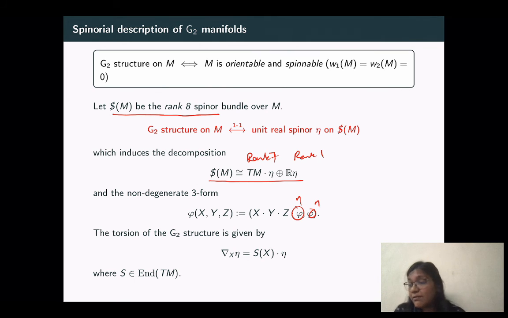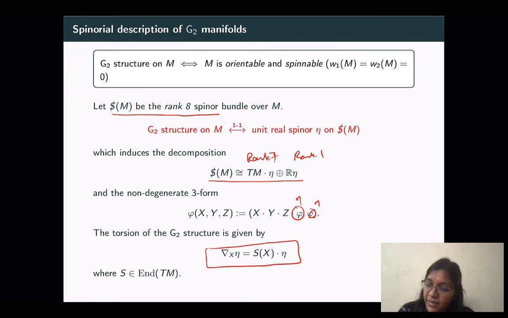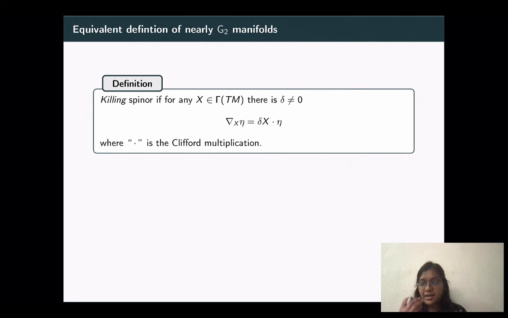And since the definitions are equivalent, we can define the torsion of the G2 structure using this spinorial description as well, and that is given by this equation. Nabla here is just the lift of the Levi-Civita connection to the spinor bundle, and nabla x eta is S x dot eta, where S is an endomorphism of the tangent bundle. Since it is an endomorphism of the tangent bundle, it is again isomorphic to omega 2, and again we have 16 classes of G2 structures.